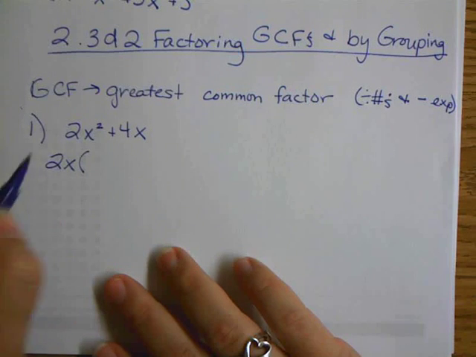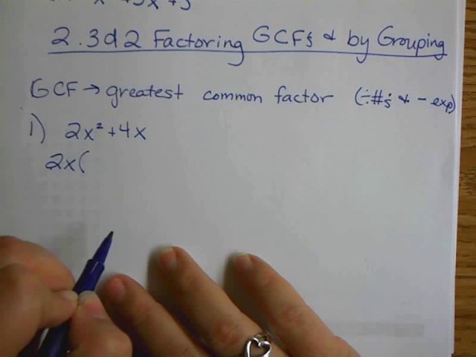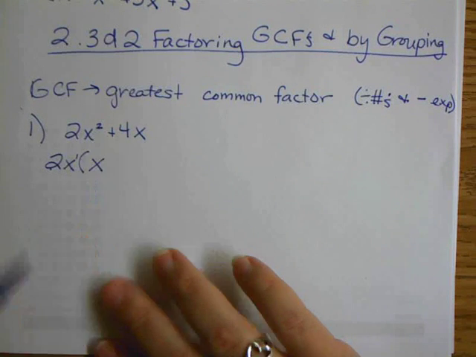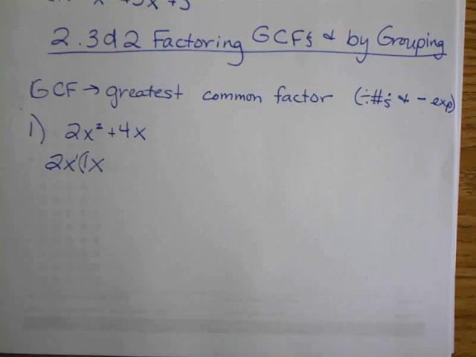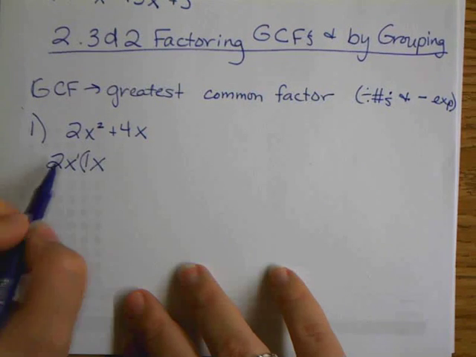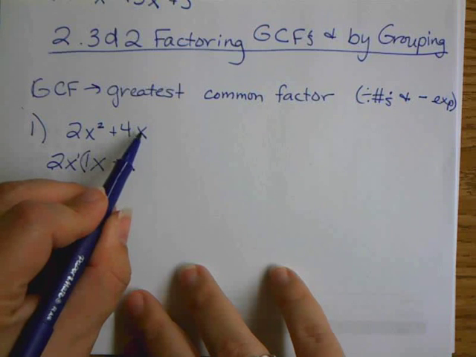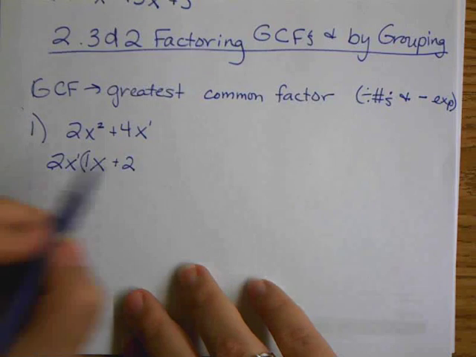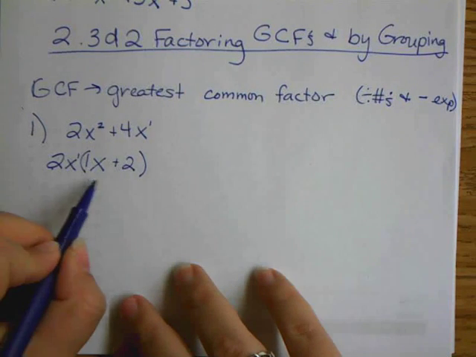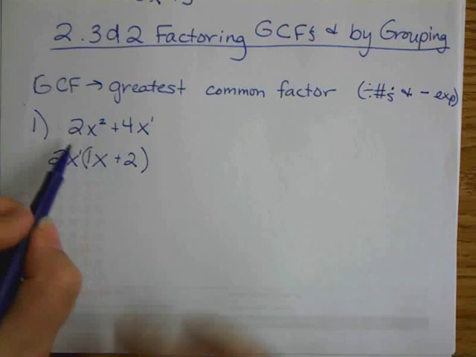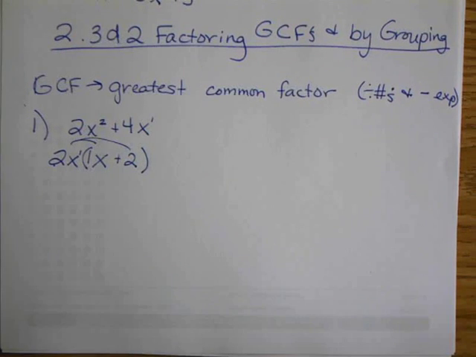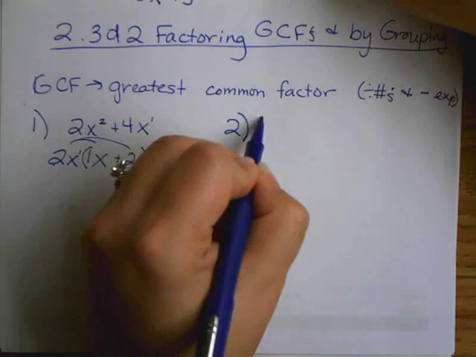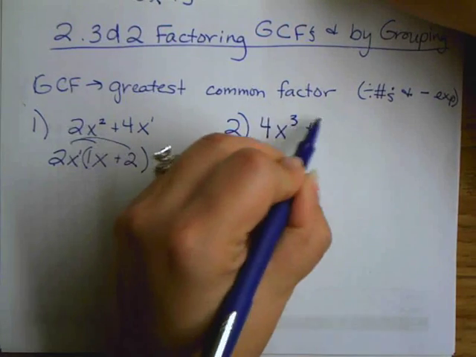And so what does it leave us with? Well, 2 divided by 2 is 1, and 2 minus 1 is 1. So I have 1x, and 4 divided by 2 is 2, and x to the first divided by x to the first cancels. And so you're left with 2x times x plus 2. And if you distribute this back in, you will get the original problem back. Okay? Hopefully this isn't all new, but if it is, we'll do a couple.